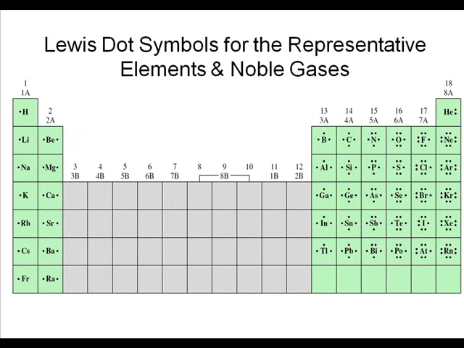So if we now take a look at the periodic table, we can start to see how it would represent the different elements as Lewis dots. Let's begin at lithium, Li.